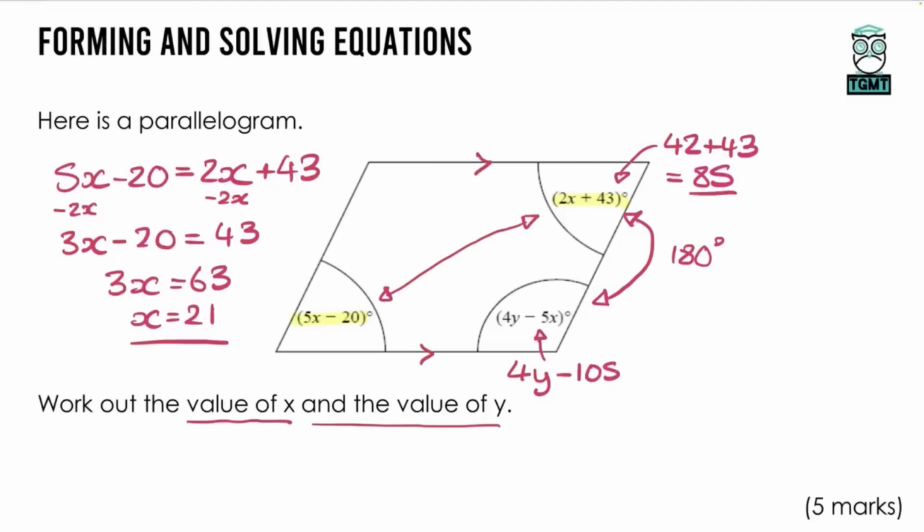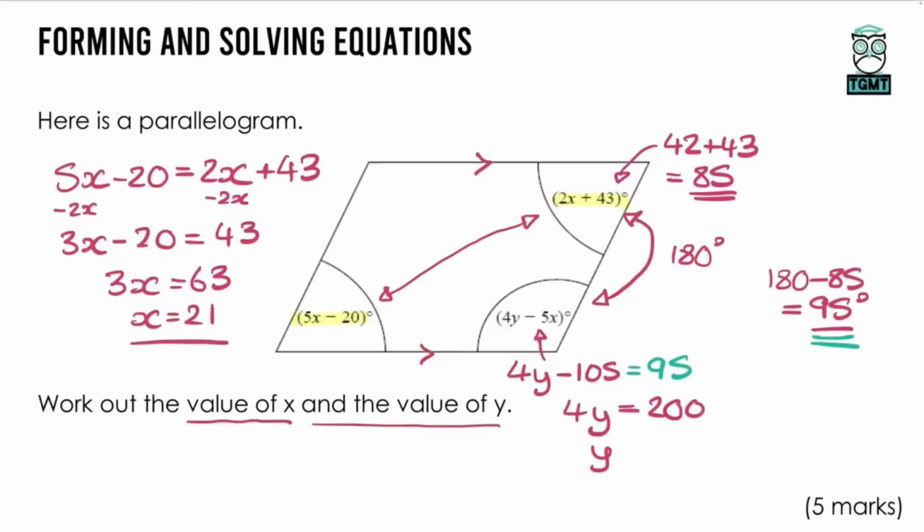So if this top angle is 85, and the two of them have to add up to 180, well, I can do 180 minus 85, and that leaves me with 95 degrees for that bottom right angle. So 4y minus 105 equals 95. And then I've got a relatively nice equation to solve there, especially considering we're using a calculator at the moment. 4y is equal to 200, and therefore y is equal to 50. And there we go, there is forming and solving equations.